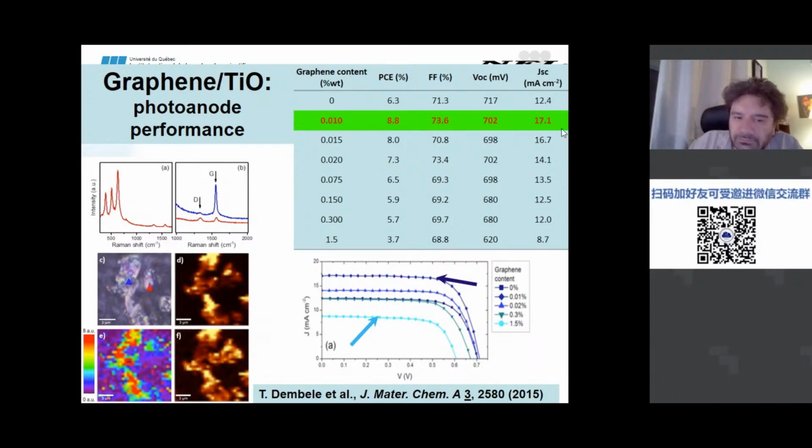So graphene and multi-wall carbon nanotubes both enhance the performance parameters. You can optimize by varying the percentage weight, but you get very similar results. And in both cases, part of the effect is to enhance the stability, which is one of the main challenges for this technology.